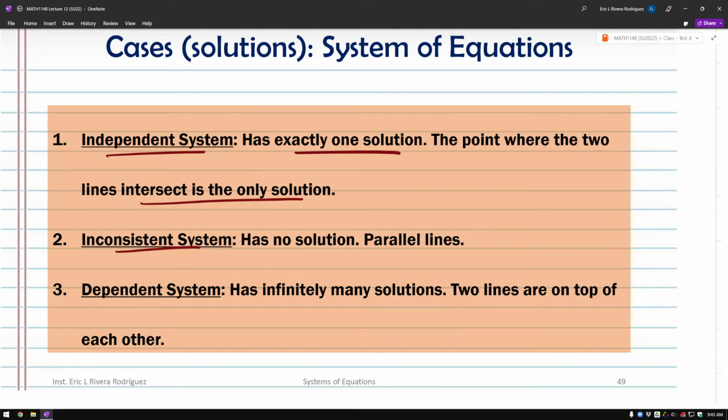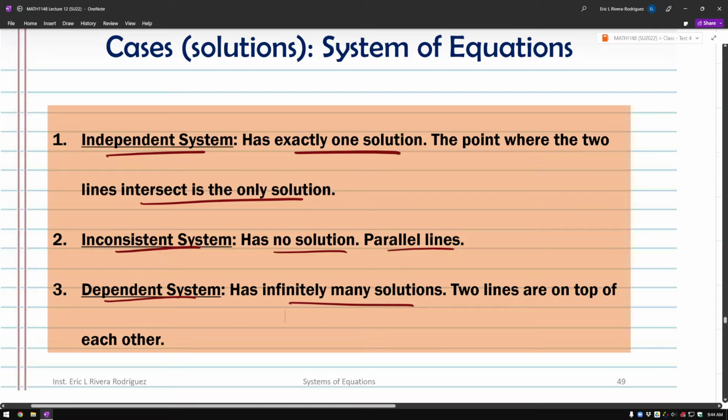We could have an inconsistent system that has no solution. That means that they are parallel lines, they never intersect each other. Or we can have a dependent system. It has infinitely many solutions. The two lines are on top of each other. Basically, what we are going to get in a dependent system is two identical or equivalent equations. You will notice that when we simplify one equation, we get the same two equations.